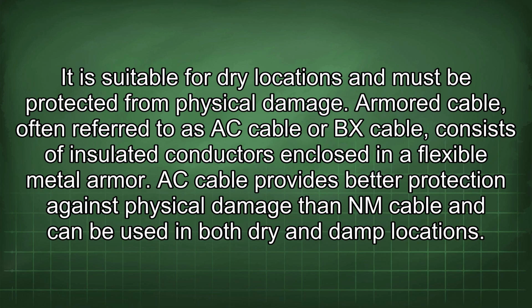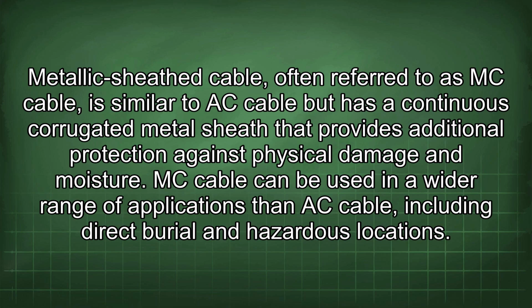damp locations. Metallic sheath cable, often referred to as MC cable, is similar to AC cable but has a continuous corrugated metal sheath that provides additional protection against physical damage and moisture. MC cable can be used in a wider range of applications than AC cable, including direct burial and hazardous locations.